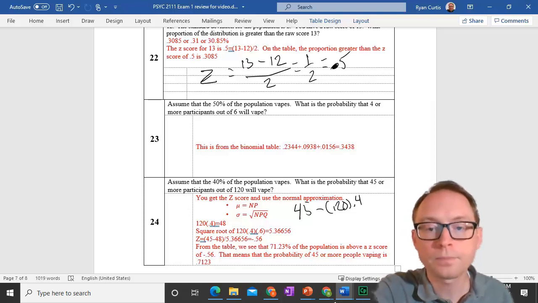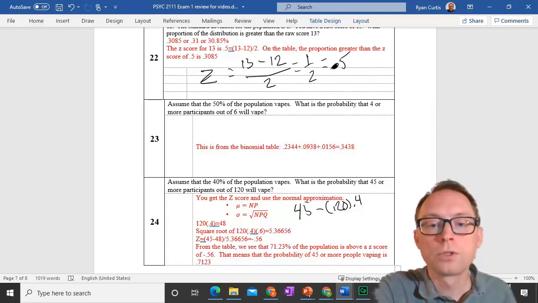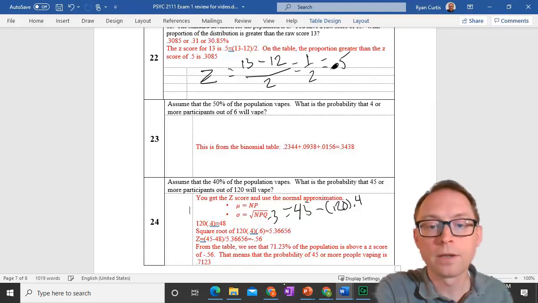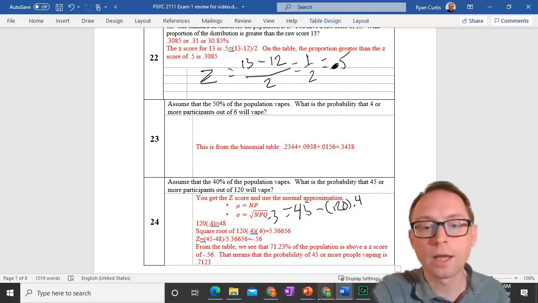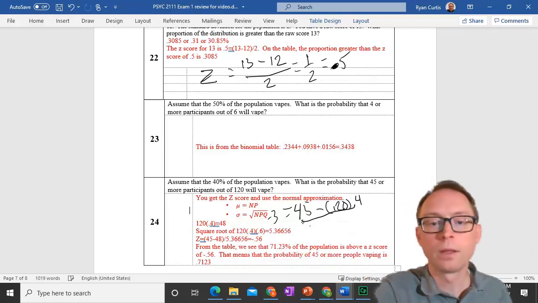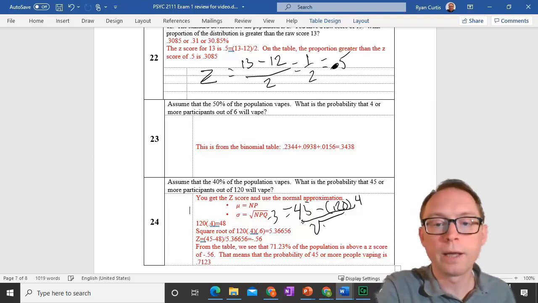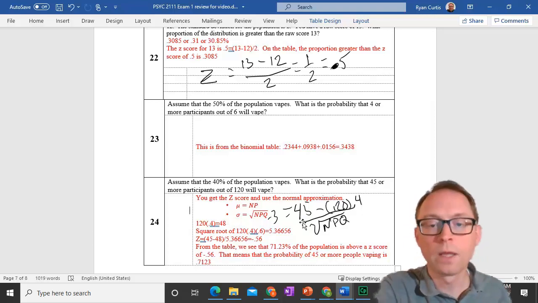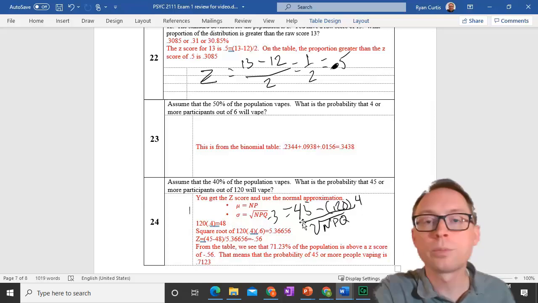All right, so for this top part, the deviation is 45 minus 48, and that is -3. Okay, but what about the standard deviation? Well, we have to divide all this by the square root of n times p times q. N is the total number of people, 120, times p, the probability that they vape, 0.4, times q, which is the probability that they don't vape.